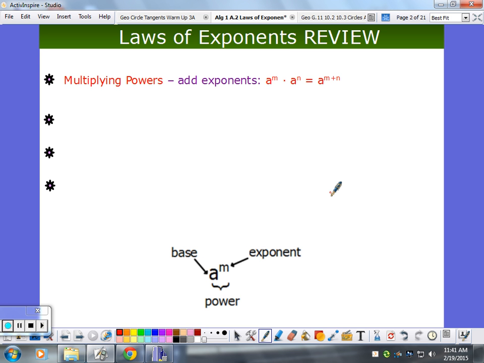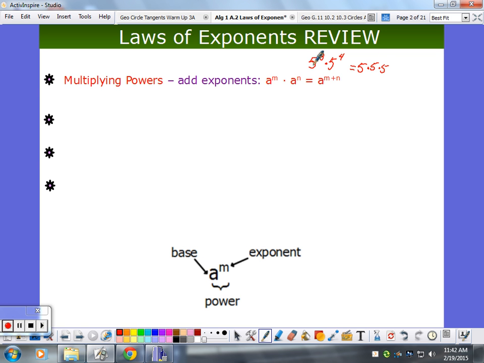Let's do an example. Suppose I have 5 to the third power times 5 to the fourth power. So why am I adding these numbers? Let's think about what these are. You're really trying to find out how many factors of 5. Because what is 5 to the third power? What does that mean? 5 times 5 times 5. This says you have 3 factors of 5.